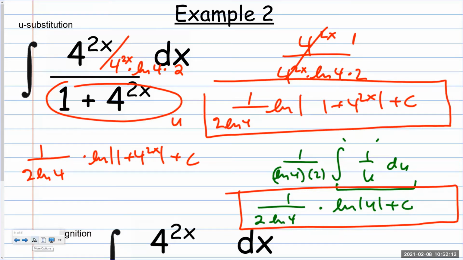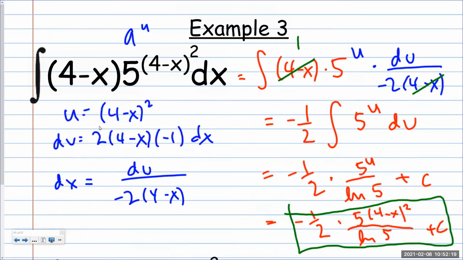Either way, which one of you prefer u sub for this problem? Which one of you prefer just the ln shortcut? Either way is okay, but you have to do your shortcut right.